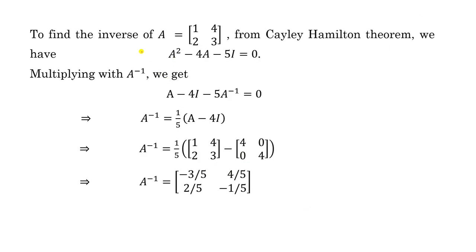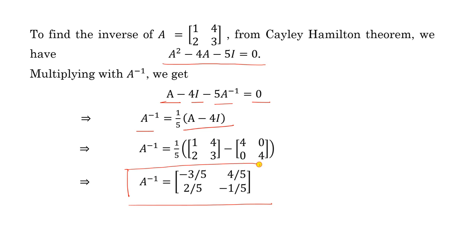Now to find the inverse of A, we can utilize Cayley-Hamilton theorem. How can we do it? Multiply this equation with A inverse. So look at this. If you multiply this with A inverse, then you will get A, and A inverse A equal to I, this is 4I and 5 A inverse equal to 0. From here you can write A inverse equal to 1 by 5 into A minus 4I. So solve, this is A, this is 4I. If you solve this, you can write A inverse in this way, you can find the value of A inverse. So this is the utilization of this theorem in finding A inverse.